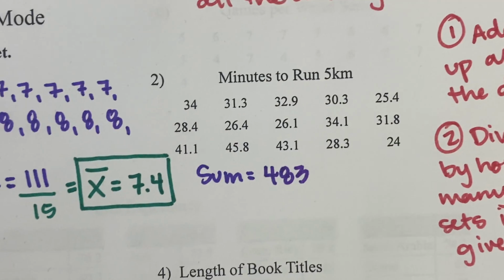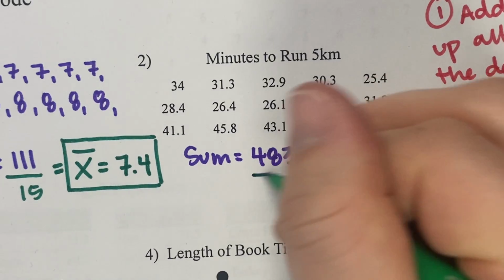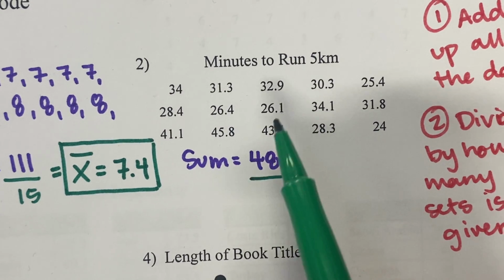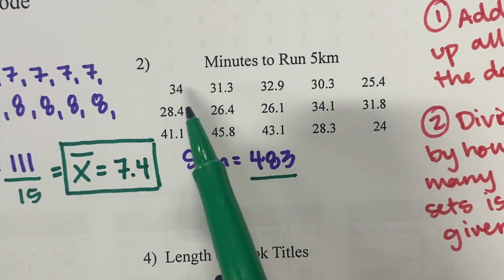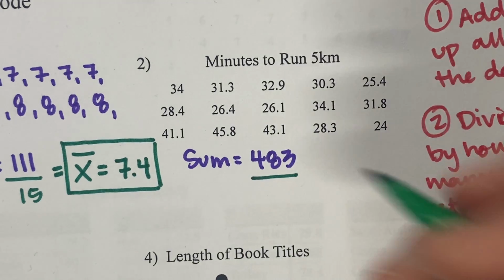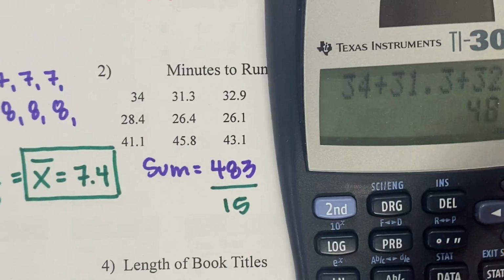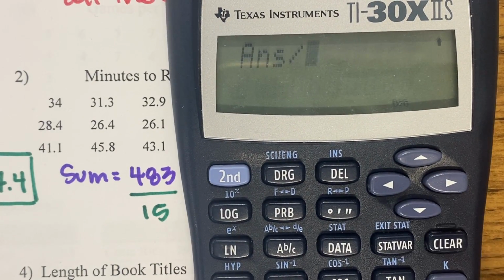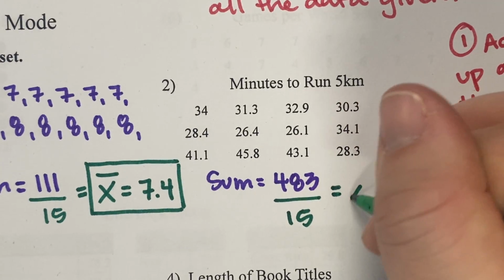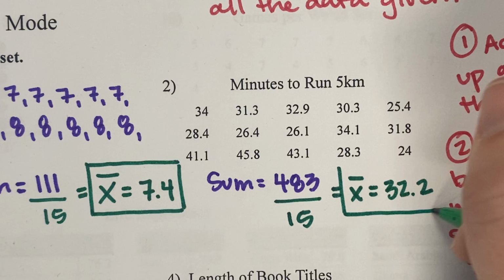So that's probably the step that's going to take you the most time, just adding all those up. Now in order to find our mean, or our x bar, we are going to take that 483 and divide it by how many we were given. So we have 1, 2, 3, 4, 5, 6, 7, 8, 9, 10, 11, 12, 13, 14, 15. You could have just gone 5, 10, 15. Either way, we know there were 15 data points given. So 483 divided by 15, and our mean, or our x bar, is equal to 32.2, the average.